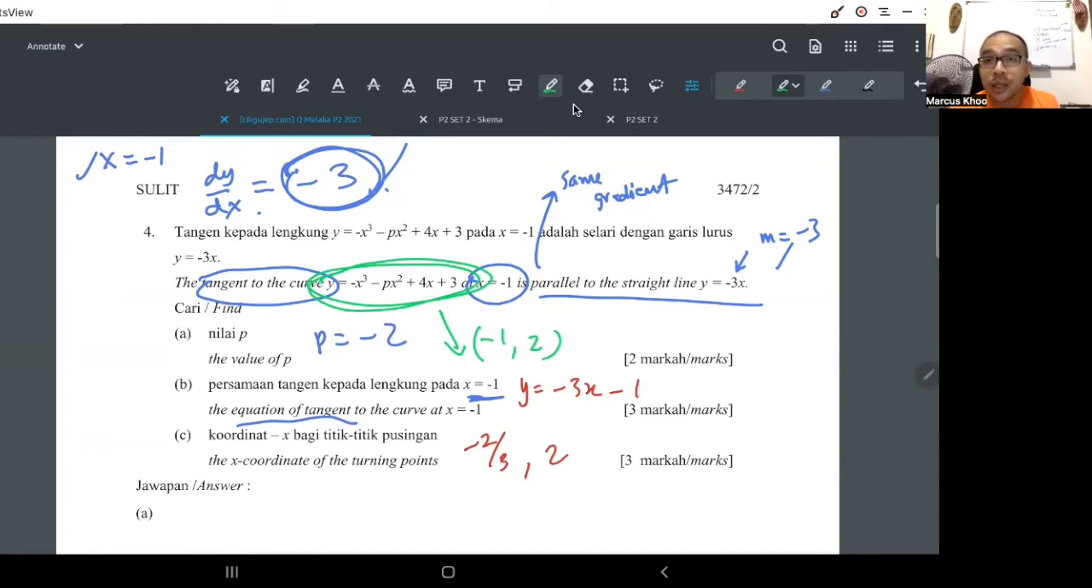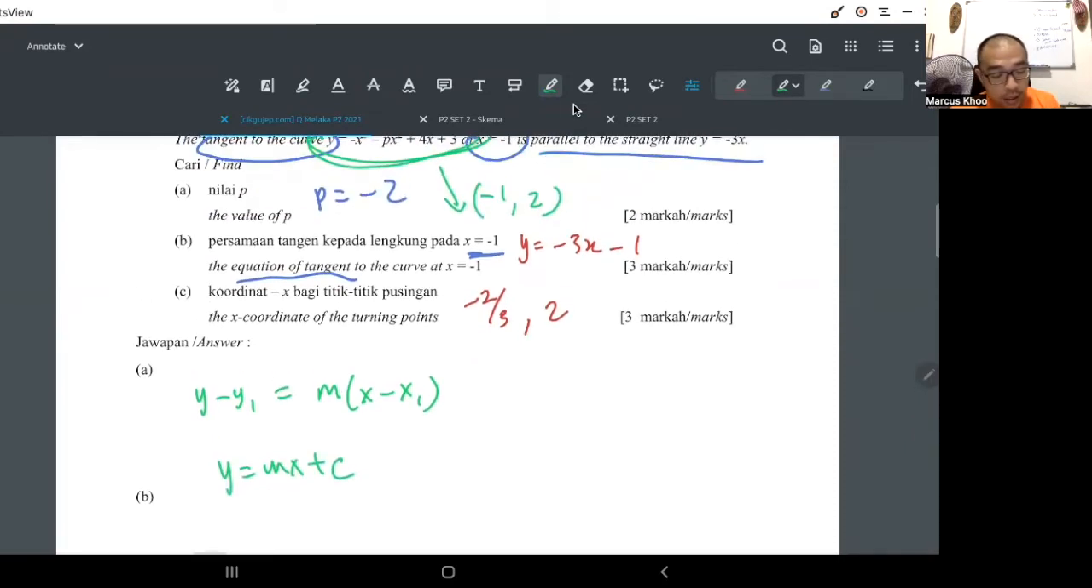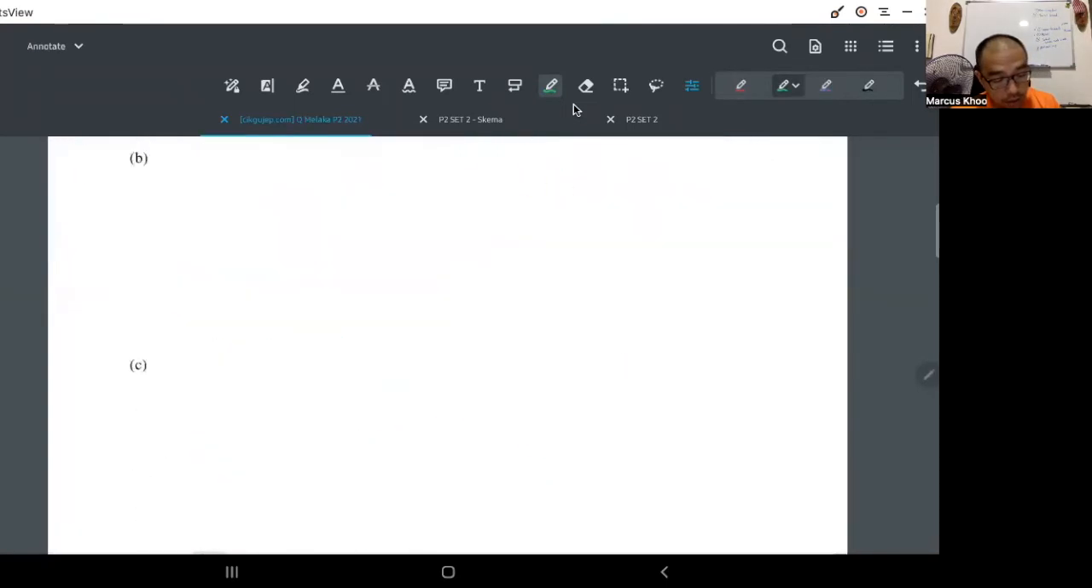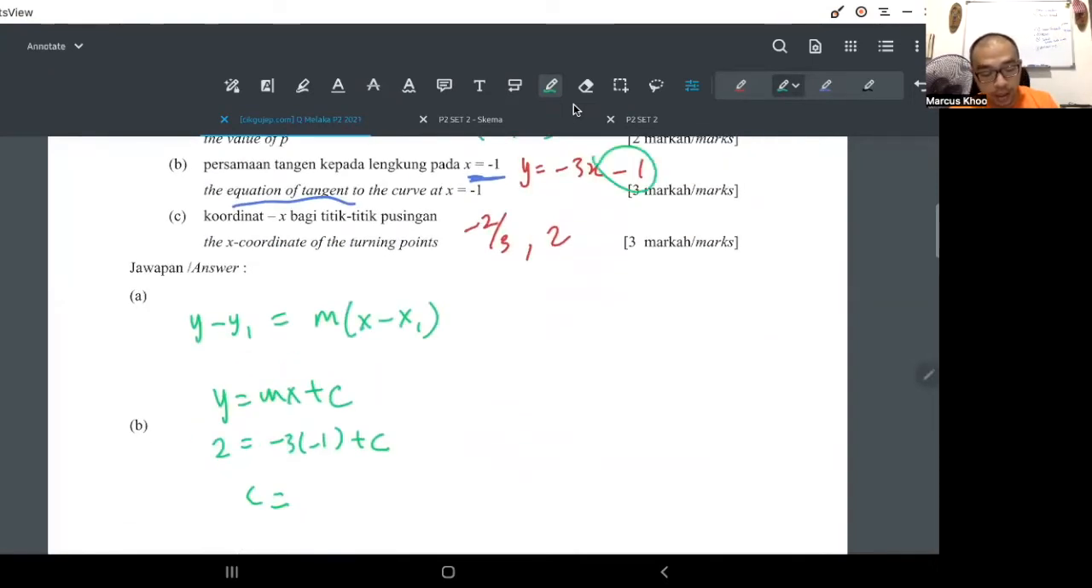Then you use the coordinate and the gradient to form the equation of the straight line. Remember, equation of straight line is y minus y1 equals gradient times x minus x1. Or if you want to use y equals mx plus c, that's also fine. So you put 2 equals the gradient -3 times -1 plus c, then you can get c. c equals -1. Either way works.